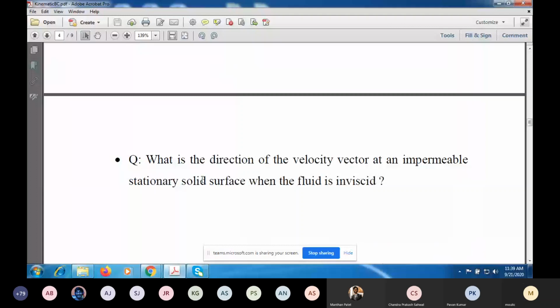So why have we done all this? Because we want to predict what is the direction of the velocity vector at an impermeable solid surface. Now, of course, this question is pertinent only when the fluid is an inviscid fluid. Because if the solid surface is stationary and the fluid satisfies the continuum hypothesis, the velocity vector itself is a zero vector at the solid surface. So this question is meaningless.